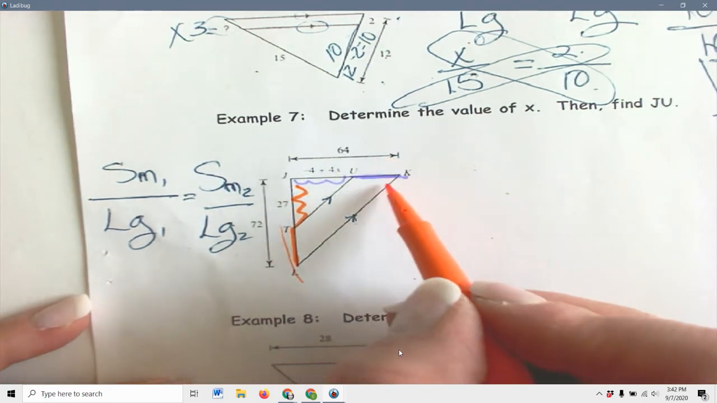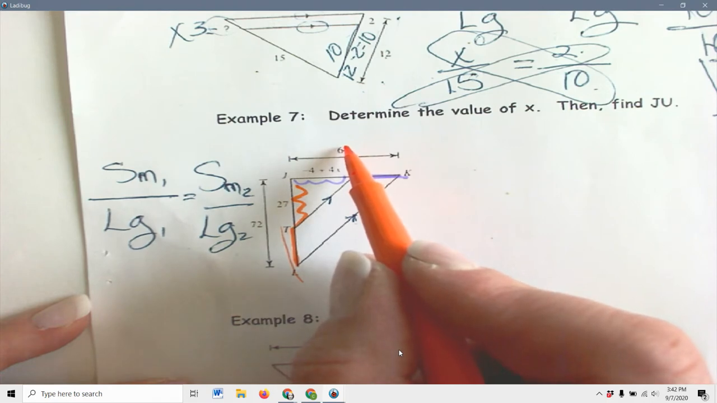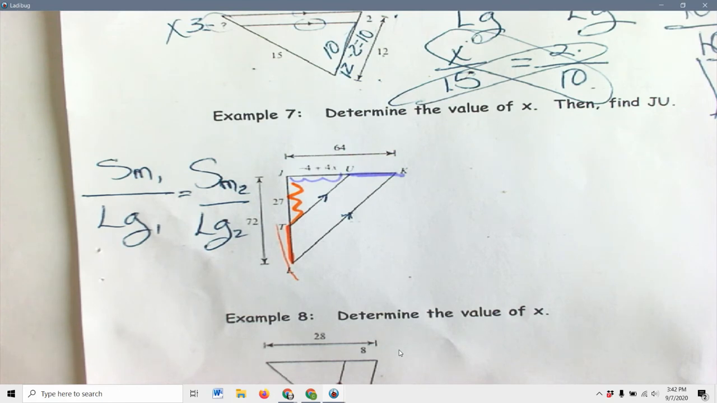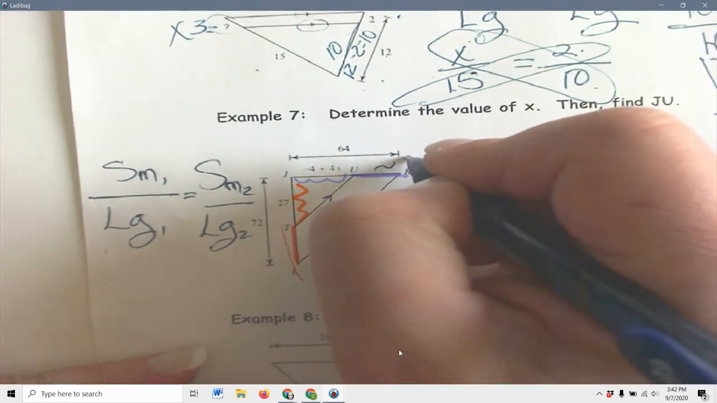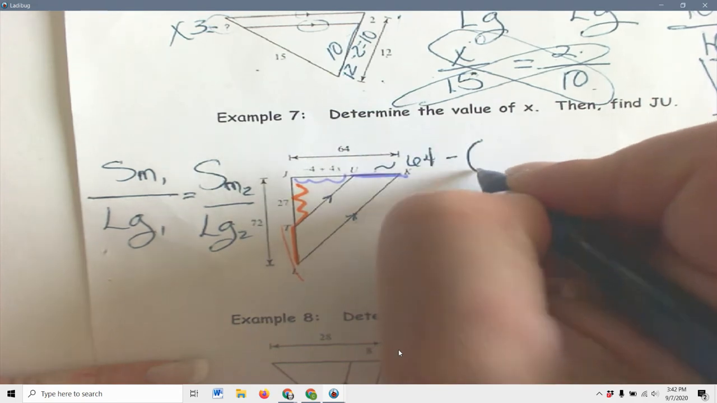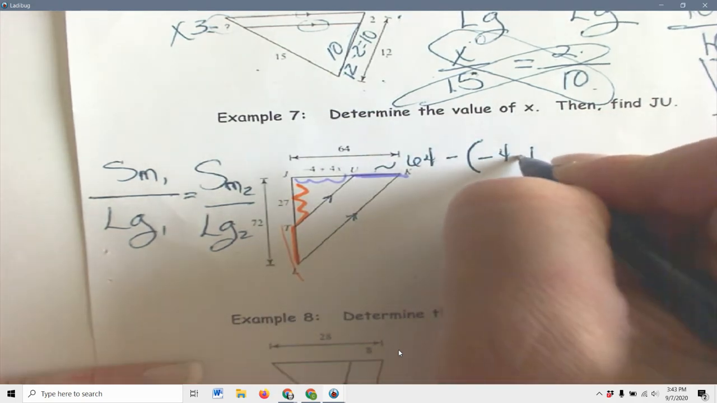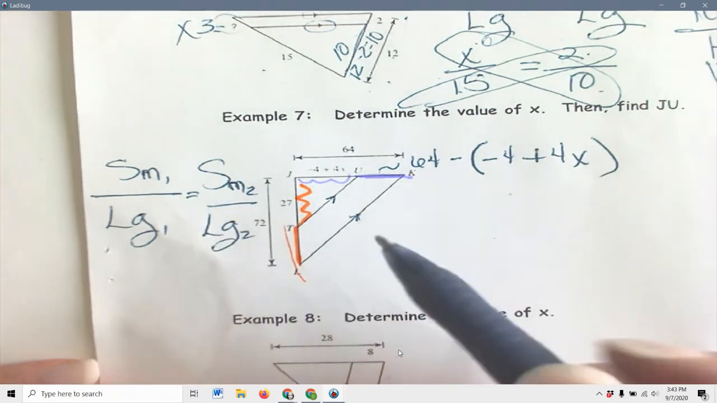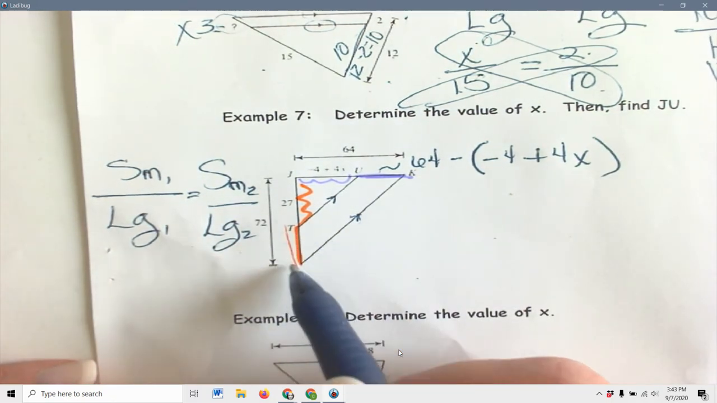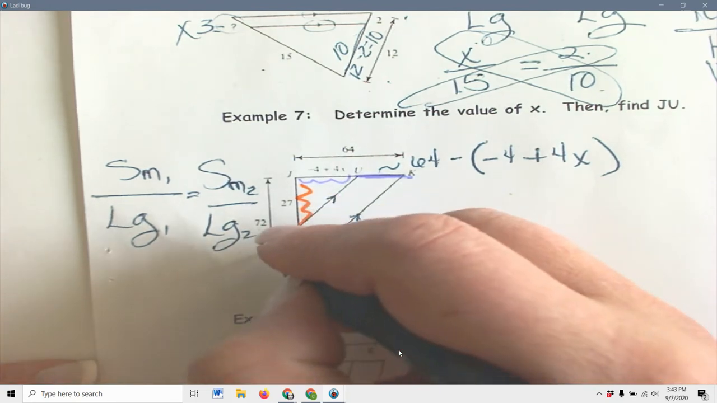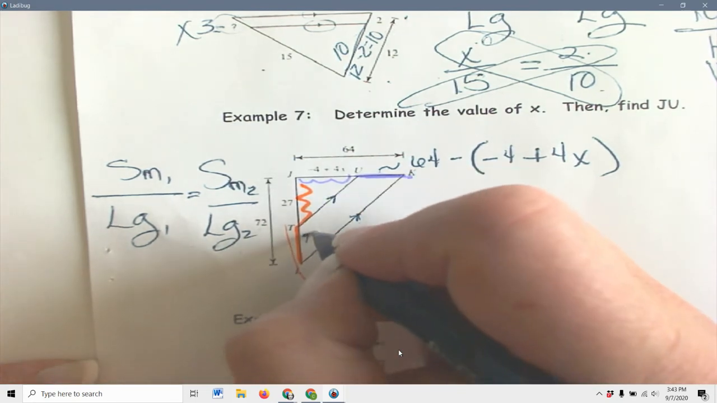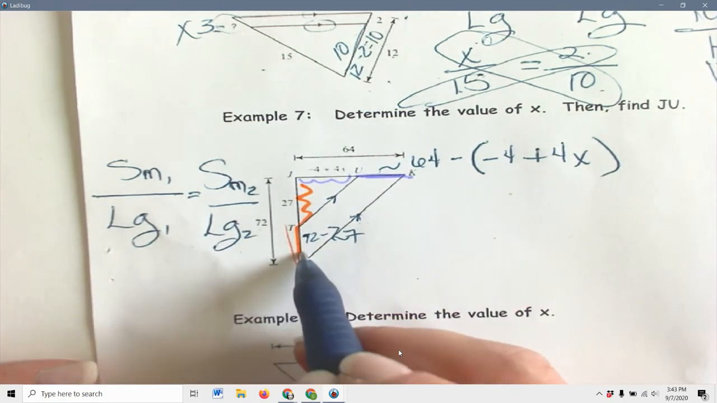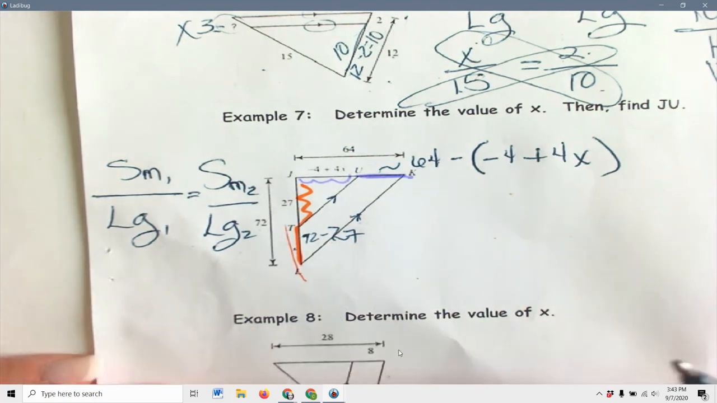So this part right here is going to end up being 64 minus the smaller part. So it's going to get a little bit more complicated. So this part here is 64 minus, and then negative 4 plus 4x. That's this little side. And over here, we're going to have 72 minus the 27. That's going to be this little guy.